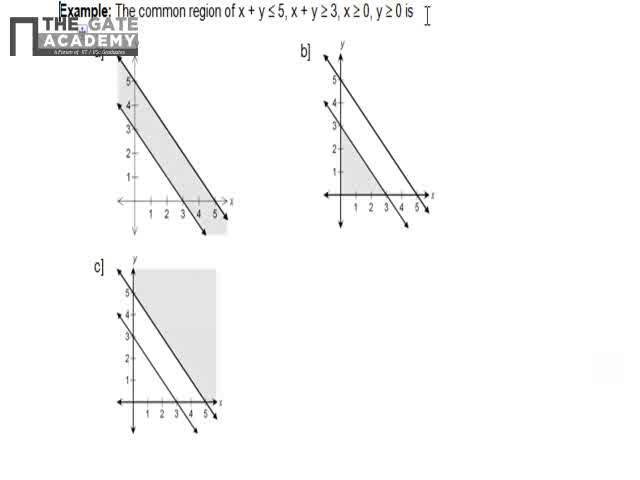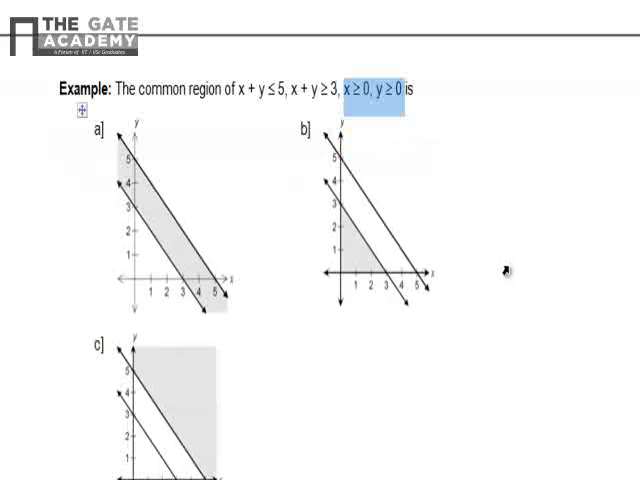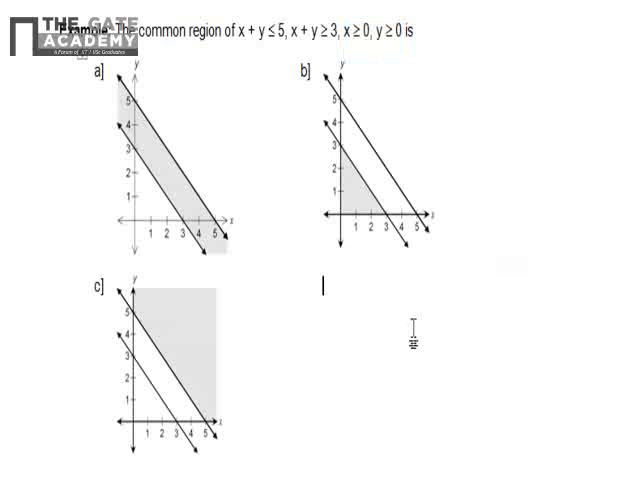By these two, we know that the shaded region will be in the first quadrant. Okay, now we'll have to plot the lines x plus y equal to 5 and x plus y equal to 3. So we know that x plus y equal to 3 will be this line, and x plus y equal to 5 will be this line. Now we have to find the common region.